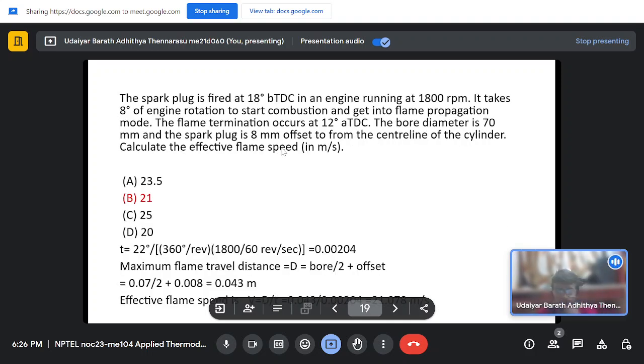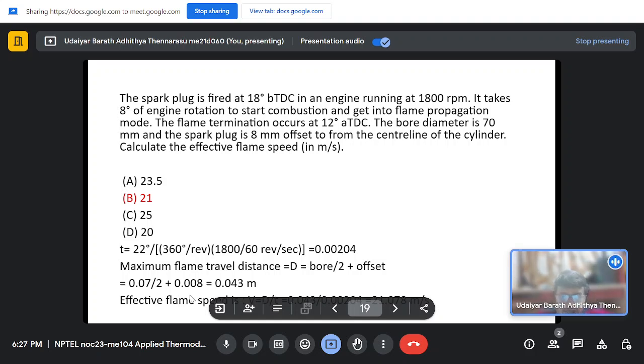We'll see how to calculate this. We know that we need the total time for combustion. As I told previously, 18 degrees before TDC, there is an 8 degree delay. So 10 degrees before TDC the combustion is starting, the flame starts propagating, and from 10 degrees before TDC to 12 degrees after TDC is where the combustion ends. So 10 plus 12, 22 degrees of crank rotation angle is the time it takes for the combustion to take place.